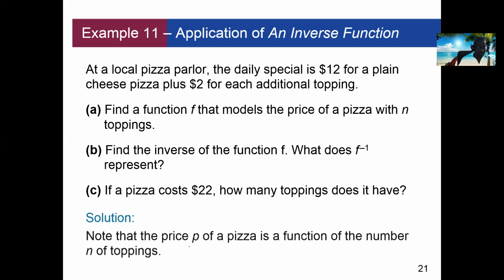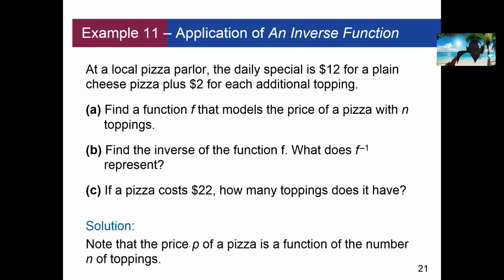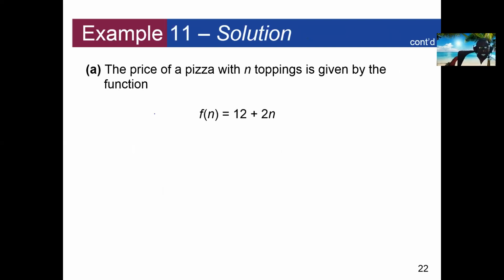Okay, so solution. Note that the price P of the pizza is a function of the number of toppings. So this means that the price is a function of n, where n is the number of toppings. And that gives us 12 plus 2n. And that is your answer for that, because it says that $12 plus $2 for additional toppings.